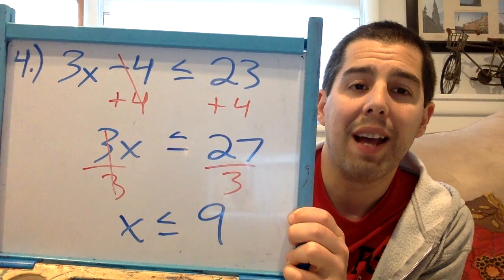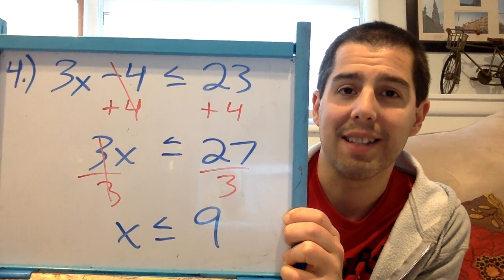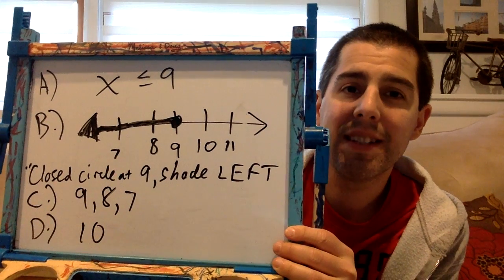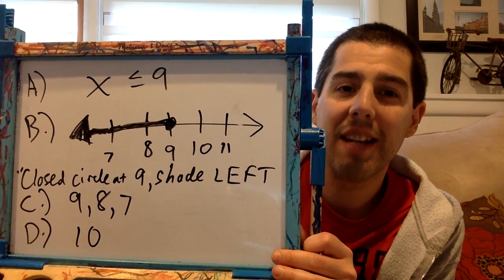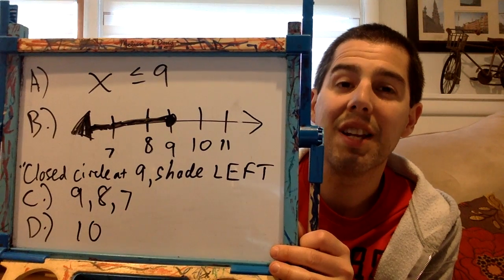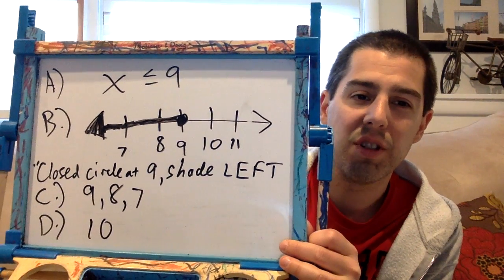Number 4, add 4 to both sides, divide by 3 on both sides. X is less than or equal to 9. If x is less than or equal to 9, you'll make a closed circle at the 9 and shade left. Possible solutions 9, 8, and 7. 10 is not a possible solution.